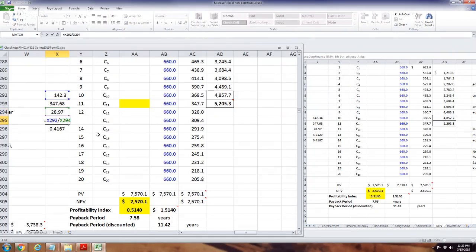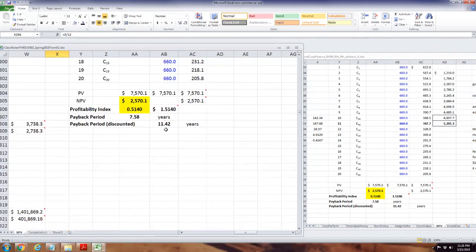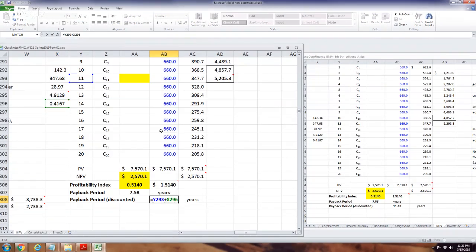And this other thing, you need 142. How many 28s are going to be 142? About 4.9 months. And that's about 5 months, which is the 0.416, which is what this is. It's 11.416. Roughly, discounted version, 11.4 years. Nominal one is about 7.5.